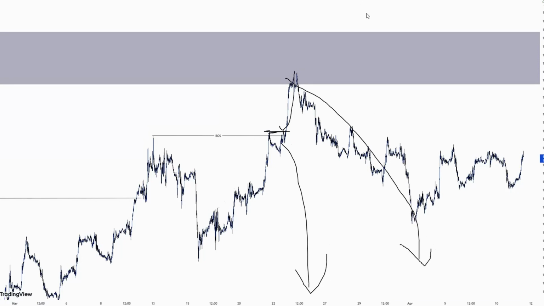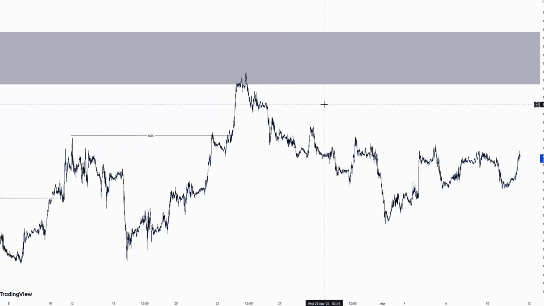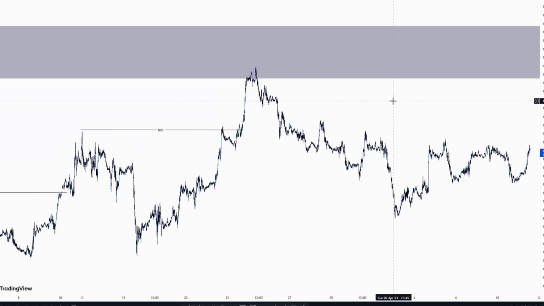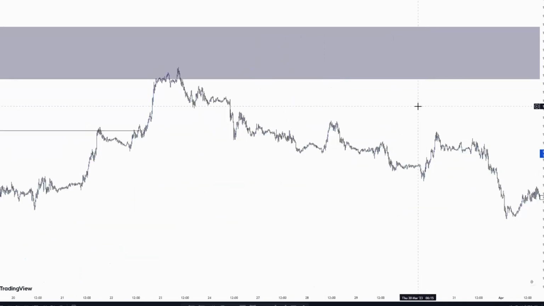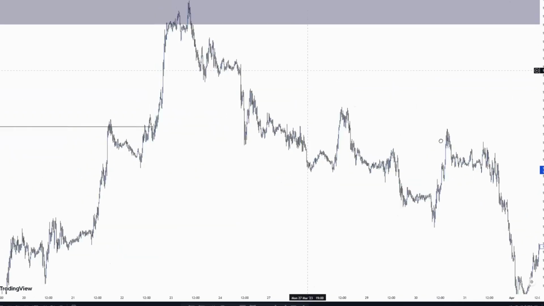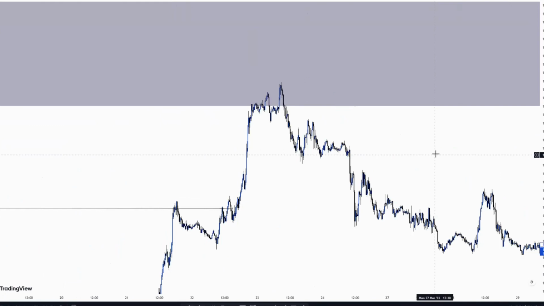So if you have been around, you know very well that at times you get the right setup, but not the right entry. So you need to be aware of these things.